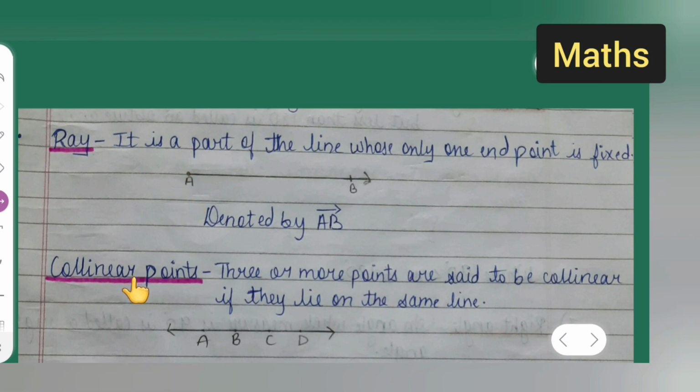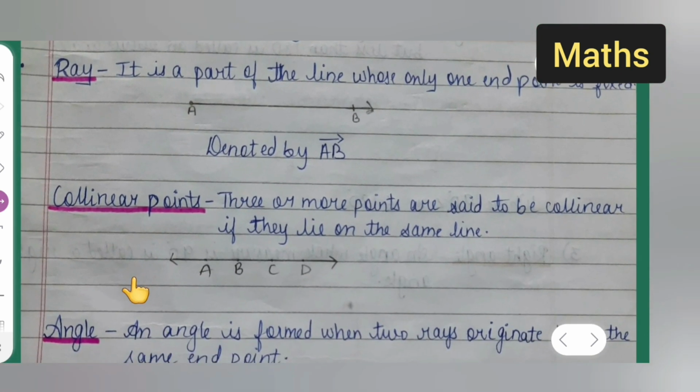Next, let us see what collinear points are. Three or more points are said to be collinear if they lie on the same line. So there is one line, and on that one line there are many points, right? This is called collinear points. These points are lying on the same line, so they are called collinear points.